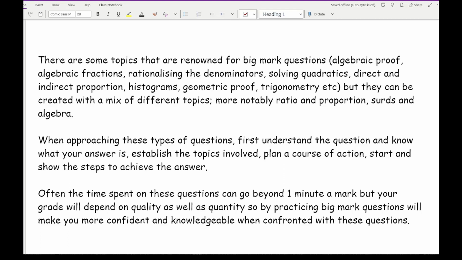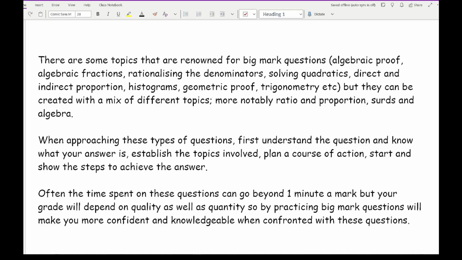Now, when approaching these types of questions, first what you want to do is understand the question and know what the answer is. You also want to establish the topics involved in the question, plan a course of action, and start to show the steps to achieve the answer. So in other words, show clear working out, so that not only the marker understands, but also you understand those steps as well. Now, often the time spent on these questions can go beyond that minute a mark sort of policy that teachers always encourage, but your grade will depend on the quality as well as the quantity.